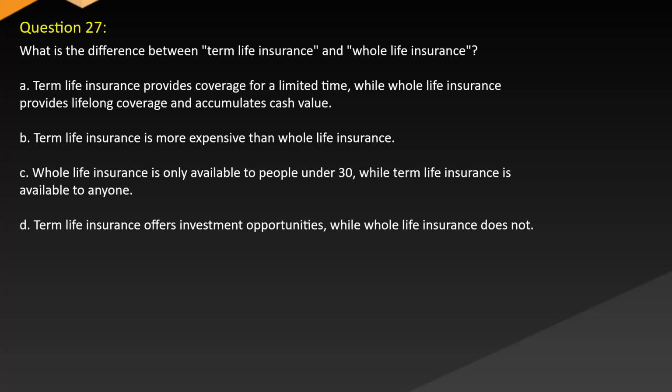Question 27. What is the difference between a term life insurance and whole life insurance? A. Term life insurance provides coverage for a limited time, while whole life insurance provides lifelong coverage and accumulates cash value. B. Term life insurance is more expensive than whole life insurance. C. Whole life insurance is only available to people under 30, while term life insurance is available to anyone. D. Term life insurance offers investment opportunities, while whole life insurance does not.